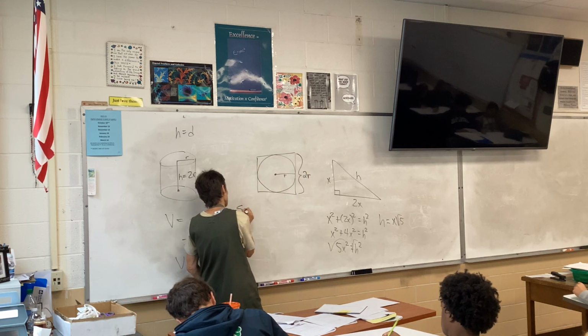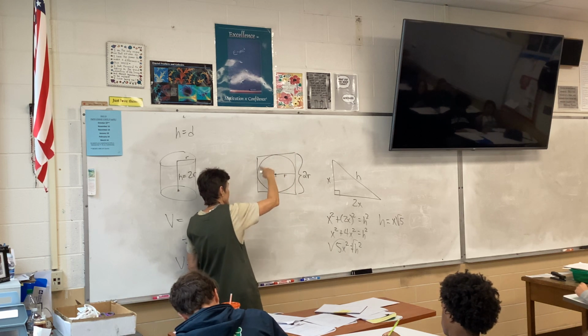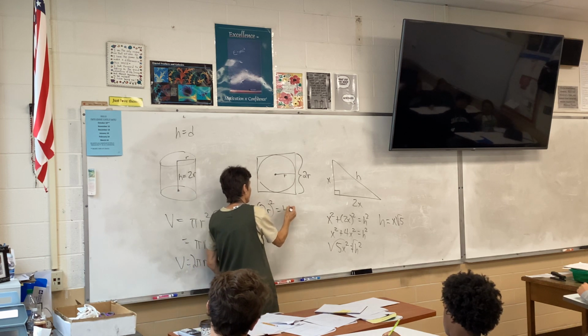So what's the surface area of the cube? So this is one face of the cube. What's the area of this square right here? 2R squared, or 4R squared?